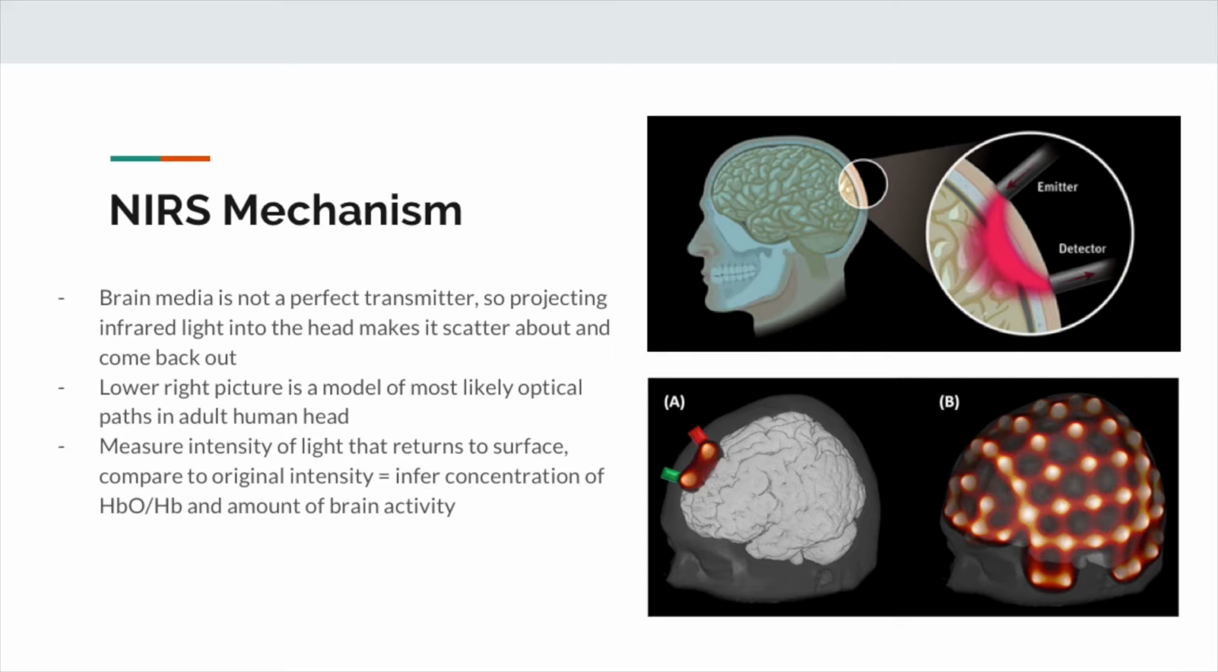Now, brain media is not a perfect transmitter. It's not like glass, so projecting infrared light into the head, it's not going to pass easily through. It's going to scatter about a lot more before coming back out. The lower right picture is a model of the most likely optical path in the adult human head that light is propagating through when you put on a standard fNIRS channel. So you measure the intensity of light that is returning to the surface, compare it to the original intensity, and that enables you to infer the concentration of oxygenated and deoxygenated hemoglobin, and thus the amount of brain activity going on in the area between those sources and detectors.